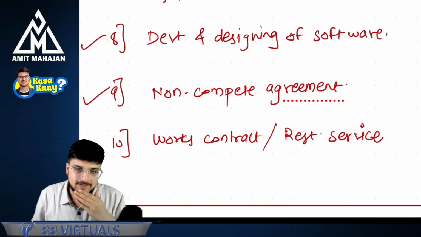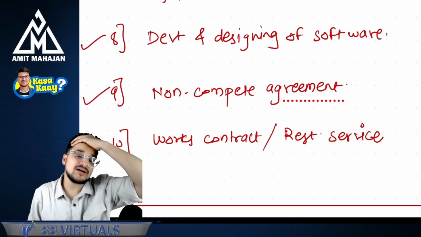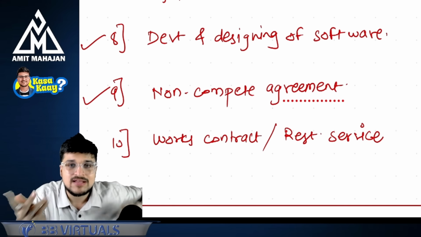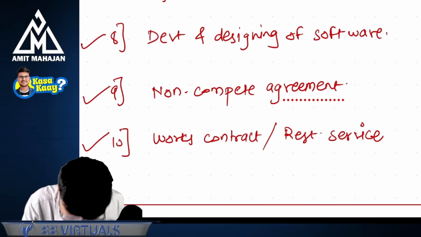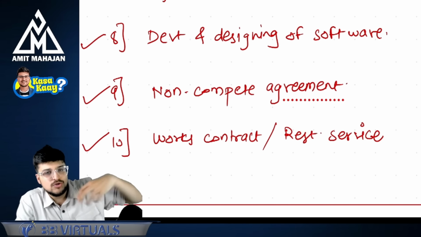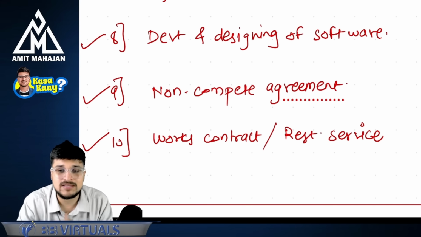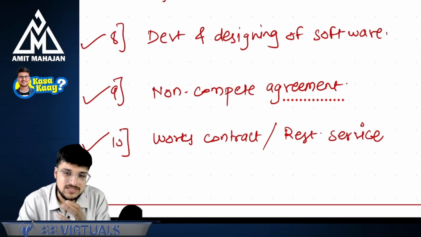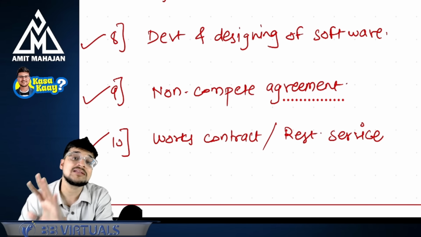Next point is works contract. What is the meaning of works contract? Works contract is construction service. If it is a construction service, then goods are also getting used, and there is some service also. So what is it? Goods or service? They have clarified that this is service.